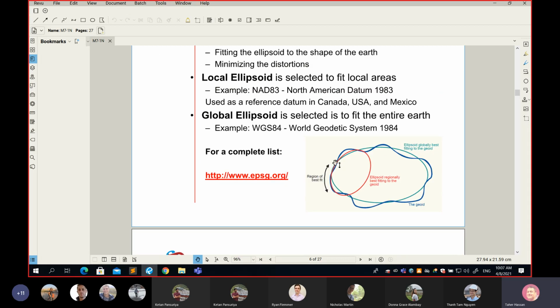We have so many. If you are interested, there is one authority here. It's called European Petroleum Survey Group dot org. And what this authority does is archive all the published ellipsoids worldwide. So they have a list, and every ellipsoid has a name, and it also has a number in their catalog. Okay, great.